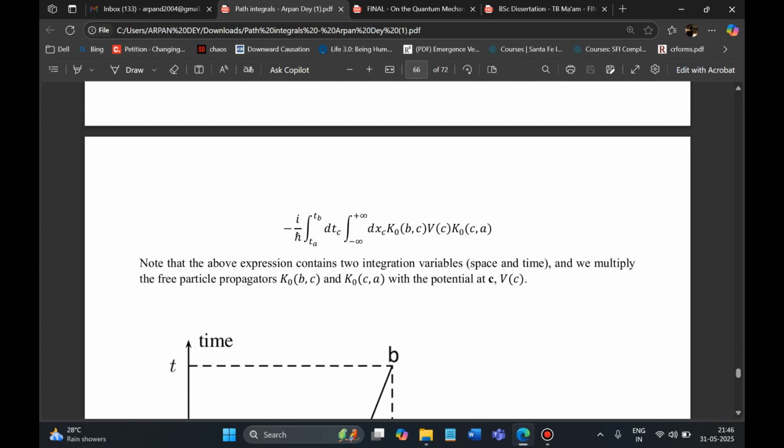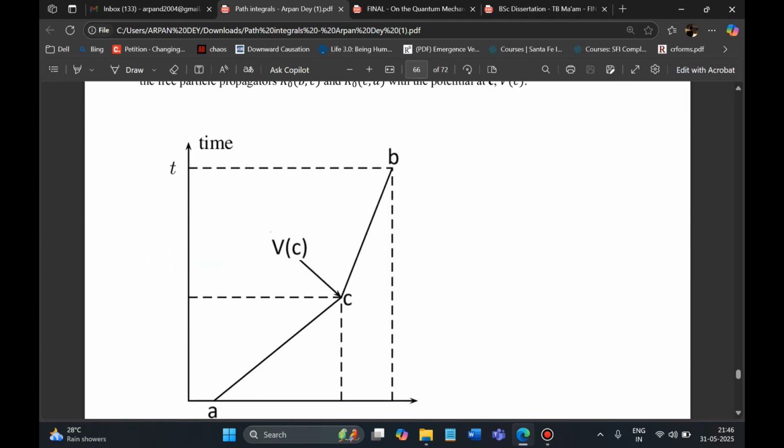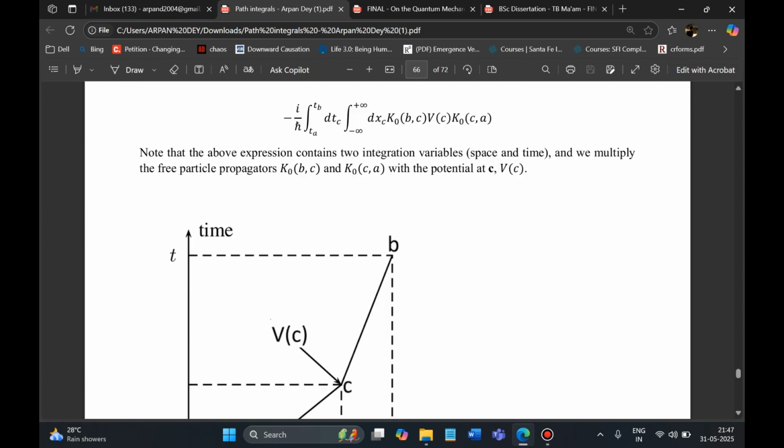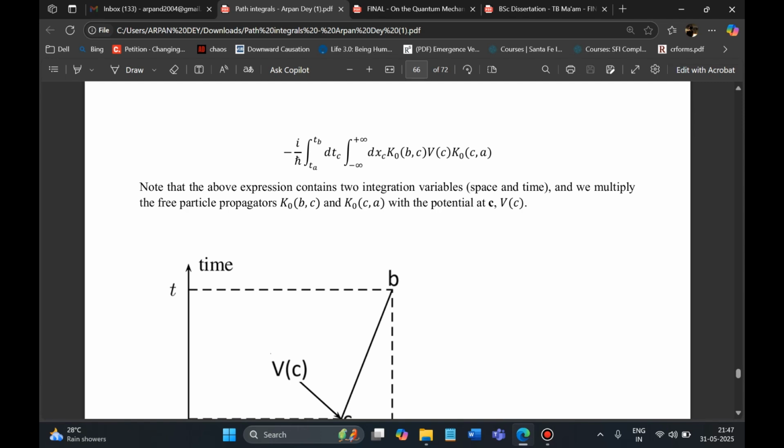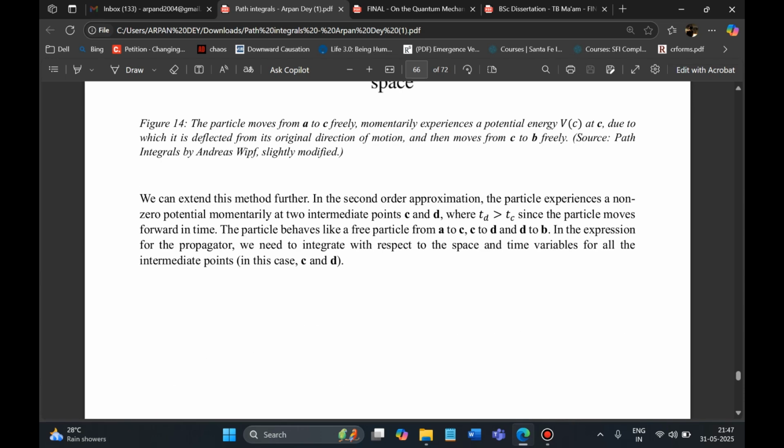Okay, so I think you get this expression. This is a very good approximation. You don't have to actually calculate the propagator of the particle considering the potential. You are using the free particle propagator expressions here and here to keep things simple. You are just introducing some little corrections in the expression, and this will give you a very good approximation of the kernel from A to B, when the particle momentarily experiences a non-zero potential at C. This is what I was trying to convey.